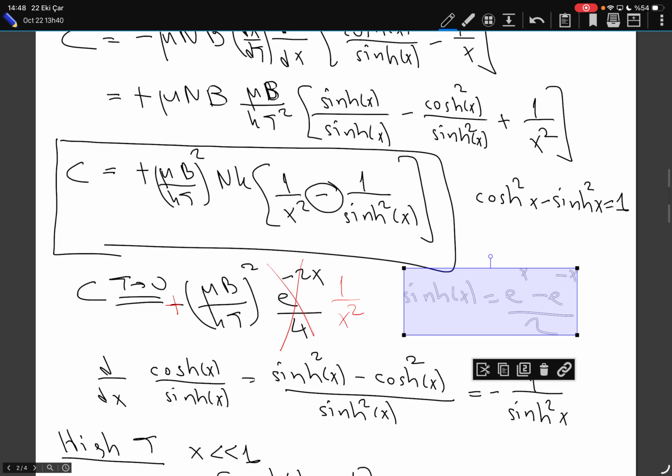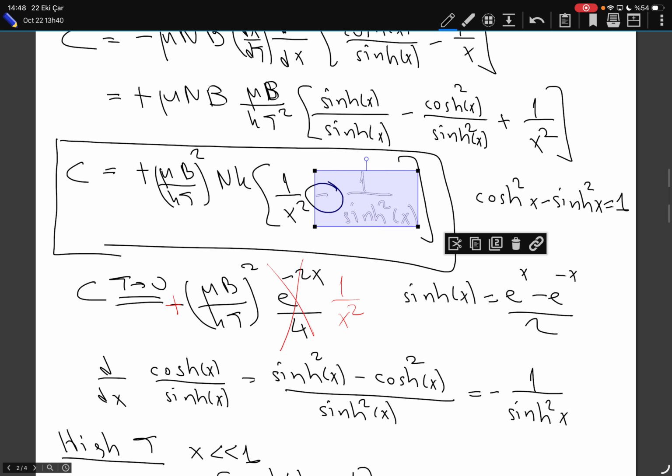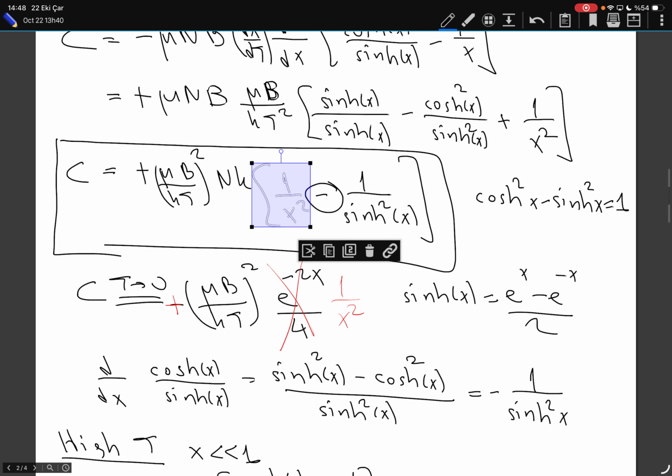When x is very large, it diverges exponentially. So 1 over sine hyperbolic squared goes to 0 much faster than 1 over x squared. So at the low temperature limit, that is very large x values, the second term is negligible. I have only the first term, the 1 over x squared term, and with a plus sign.